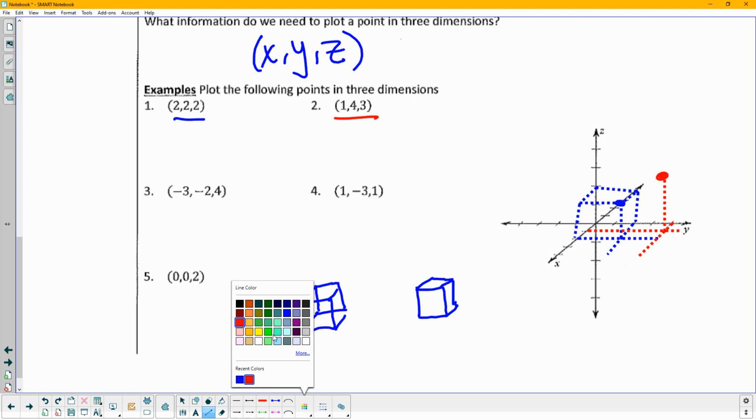So what kind of green do I got going on here? We'll go with this one. So I want to look at -3, -2, 4. And I'm kind of sad that I don't have any examples here that have a -z. That might have helped put some variance in here, but oh well, we'll deal with it. -3 on the x is actually right back here. And I'm trying to get to -2 on the y. That's right here.